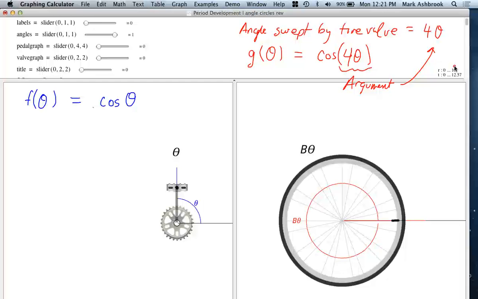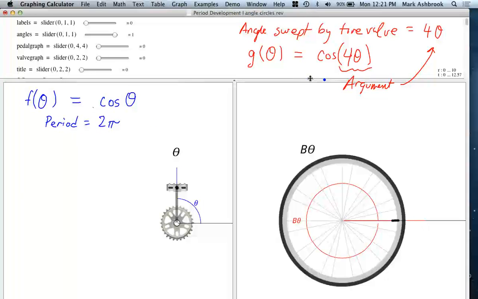Okay, what is the period? What is the period of f? Someone said 2 pi. Agree with that? Yeah, just our plain cosine function, our period is 2 pi.